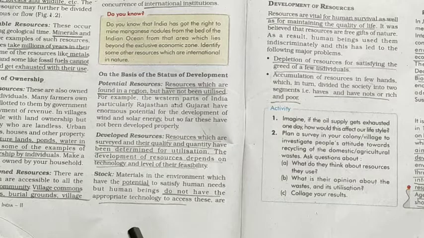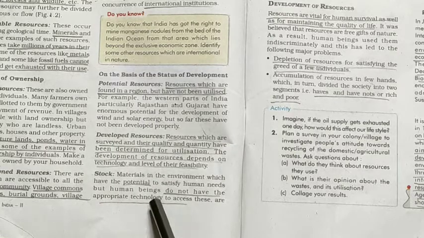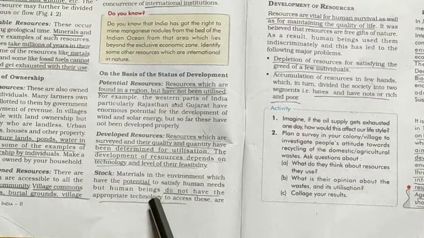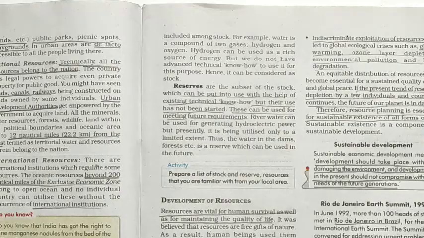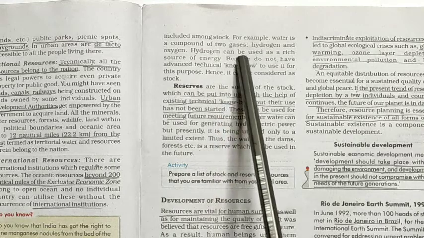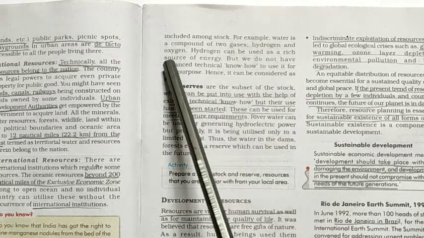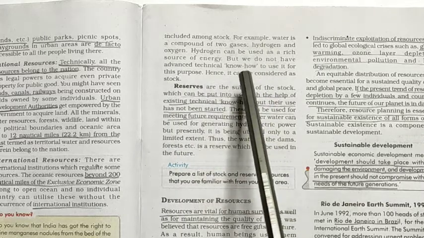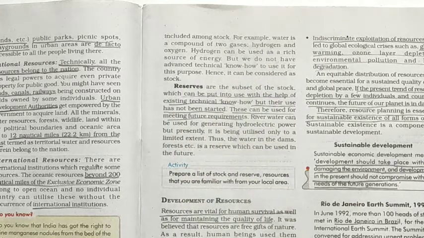And in stock, here materials have potential and are available with us, and it is in stock, but there is no technology to access the resource. For example, water is a compound of 2 gases, that is hydrogen and oxygen. Hydrogen can be used as a rich source of energy, but we do not have advanced technology here to use it.